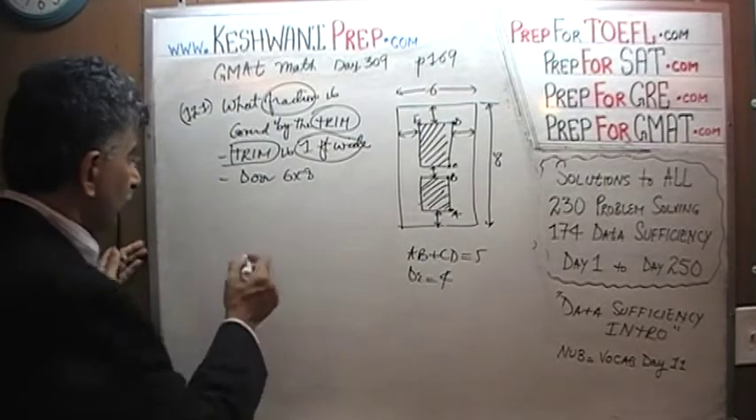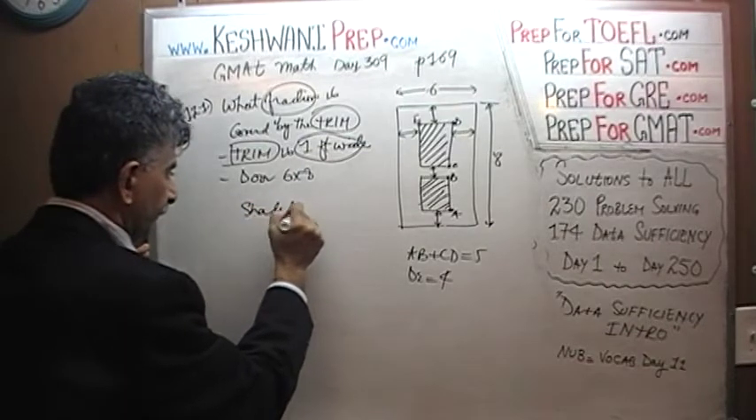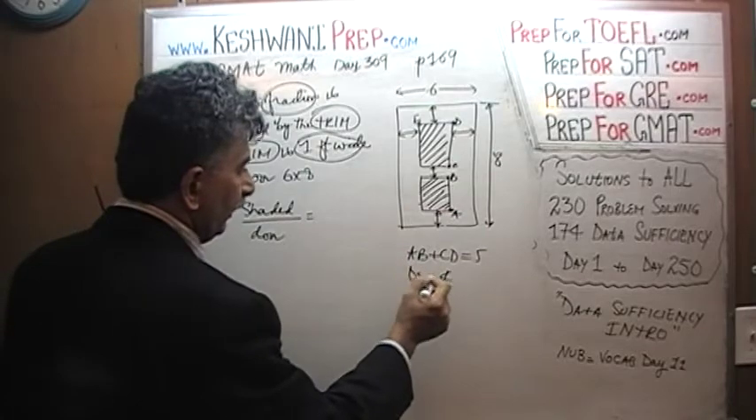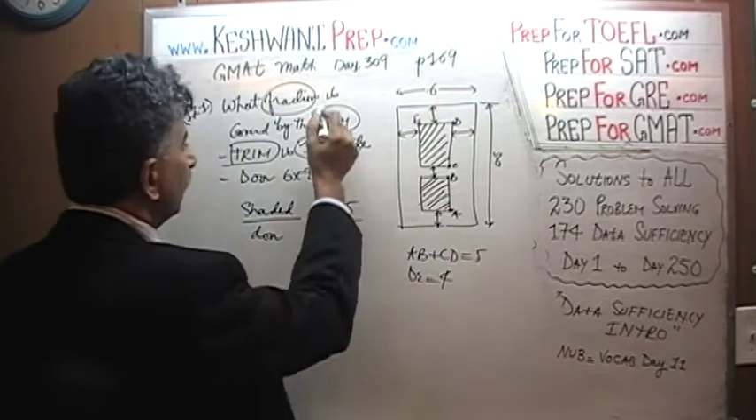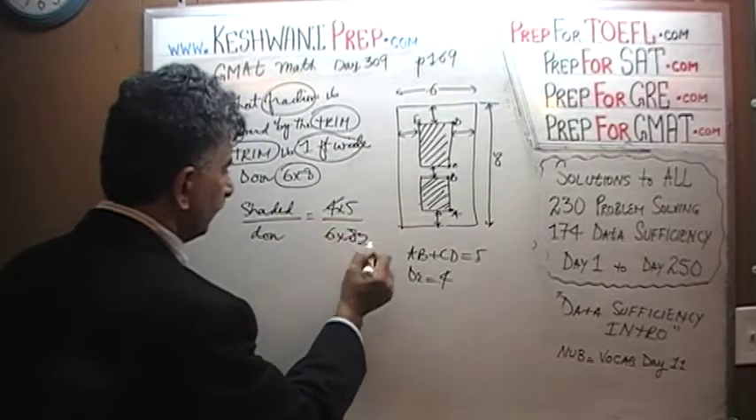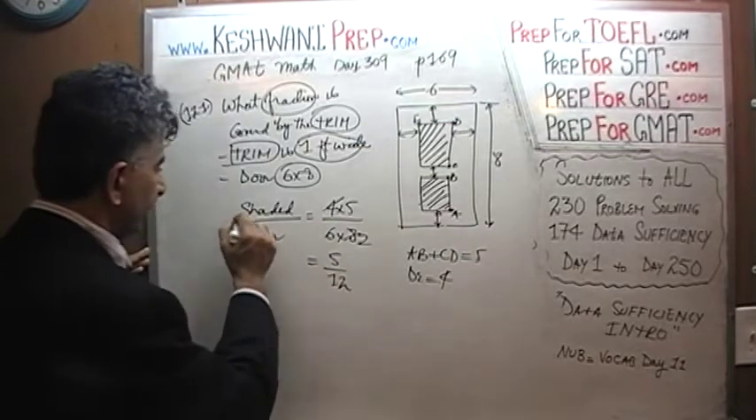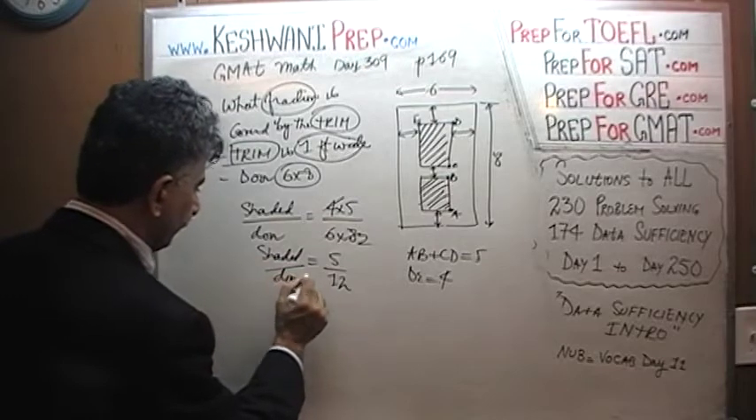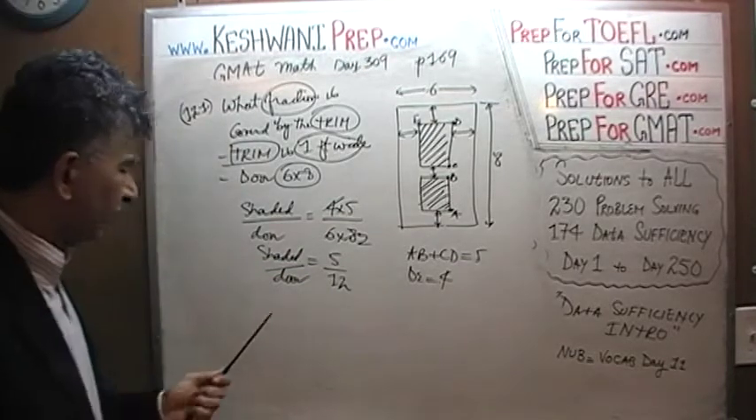And the door, we are told, is, so here's the shaded area over the door. We know it is 4 by 5 shaded area, and the door is 6 by 8. So that crossed out with 2, and it is 5 by 12. This is the shaded area over the door. I told myself I'm going to make it quick, but I don't know why I always do that. It is too simple. We are done.